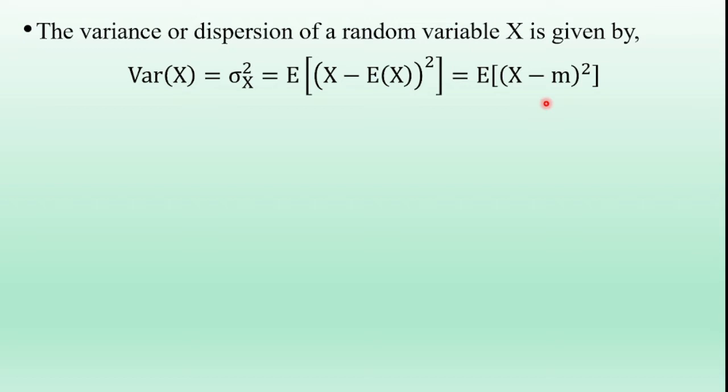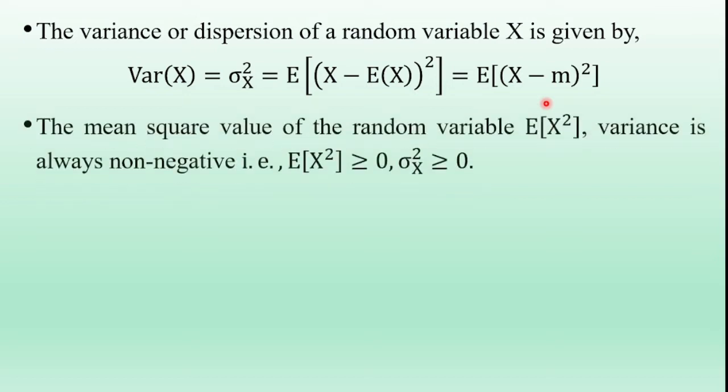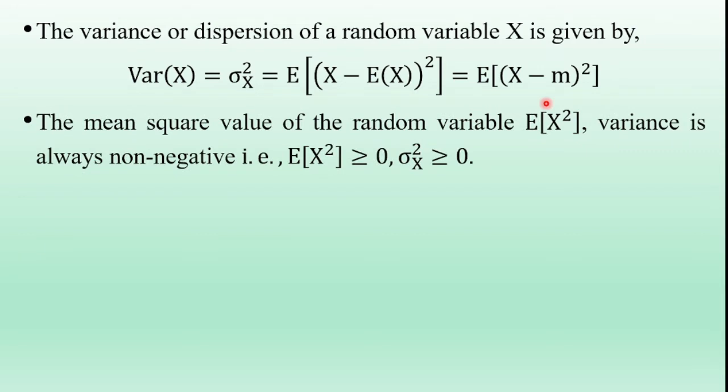Expectation of X square is the mean square value of the random variable. The variance of the random variable is always non-negative. Expectation of X square is always greater than or equal to 0, and the variance of X is always greater than or equal to 0.